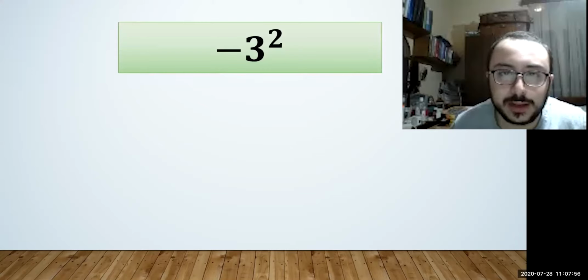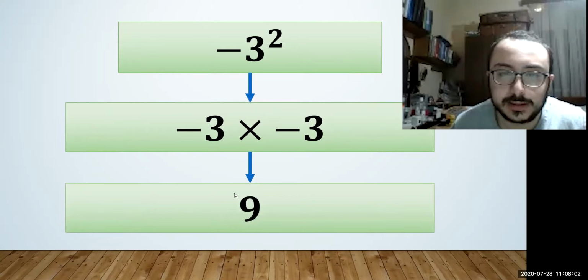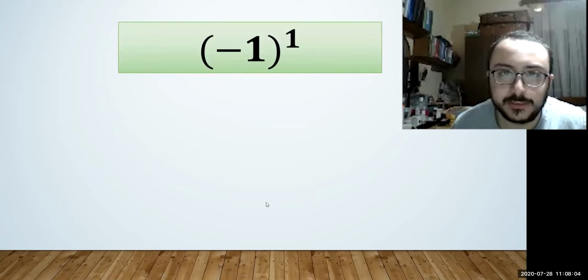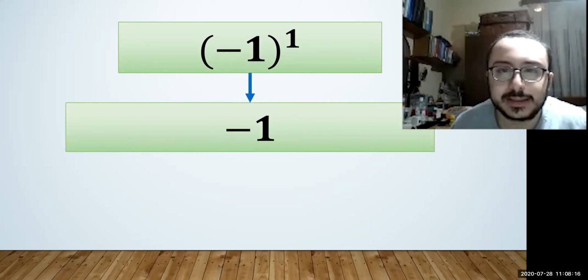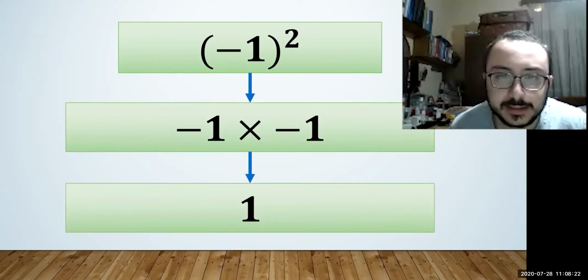And then we saw that minus times minus is equal to plus. So the answer is positive. And we saw that when we have an odd power like 1 or 3 or 5, the answer is negative. When we have an even power like 2, the answer is positive.